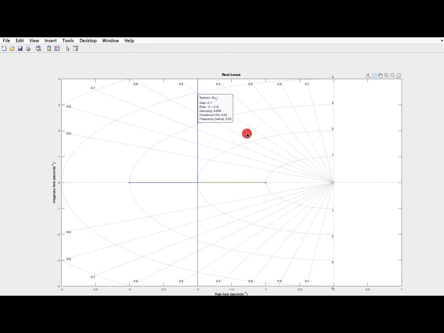Now if I move the closed loop poles down, the zeta is basically changing. You can see now the zeta is approximately 0.9. For that the gain should be 0.625, and at this point the overshoot will be 0.12%.